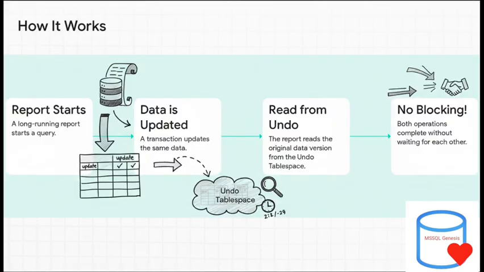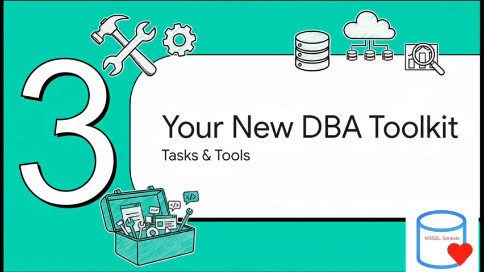So how does this magic work? Check this out. Imagine a huge report kicks off. While it's chugging along, some critical transaction comes in and updates the exact same data. In many systems, that report would get blocked. But not here. The report just goes to a special place called the undo tablespace and reads the old version of the data, the version that was there when the query started. Both the report and the transaction finish their work without ever waiting on each other. It's amazing.